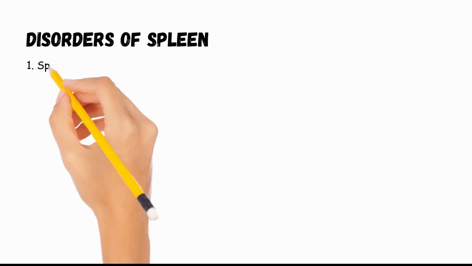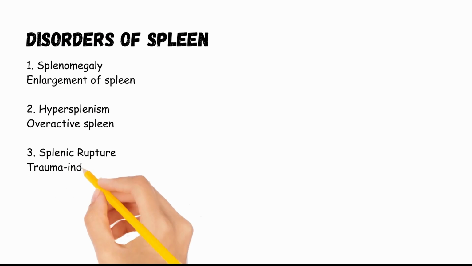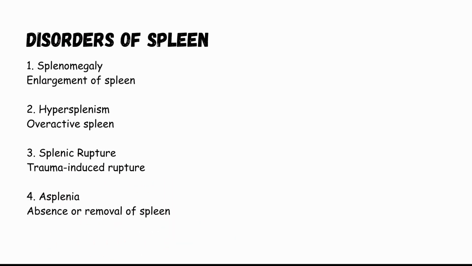Splenomegaly refers to enlargement of the spleen, often due to infections or blood disorders. Hypersplenism is a condition where the spleen becomes overactive and destroys blood cells excessively. Splenic rupture usually occurs due to trauma and can cause life-threatening internal bleeding. Asplenia refers to absence of the spleen, either congenital or due to surgical removal. Individuals without a spleen are more prone to infections.